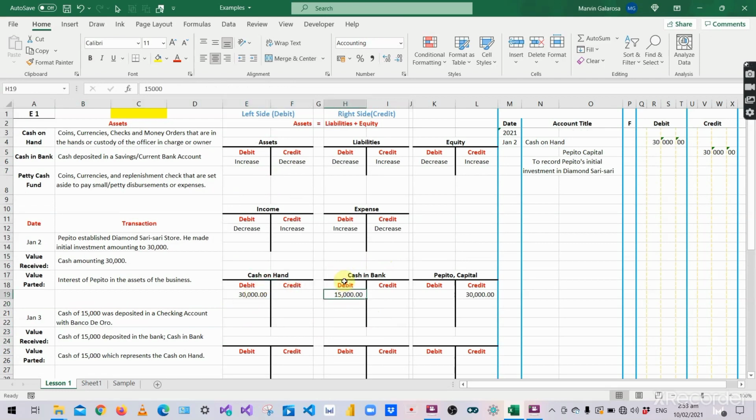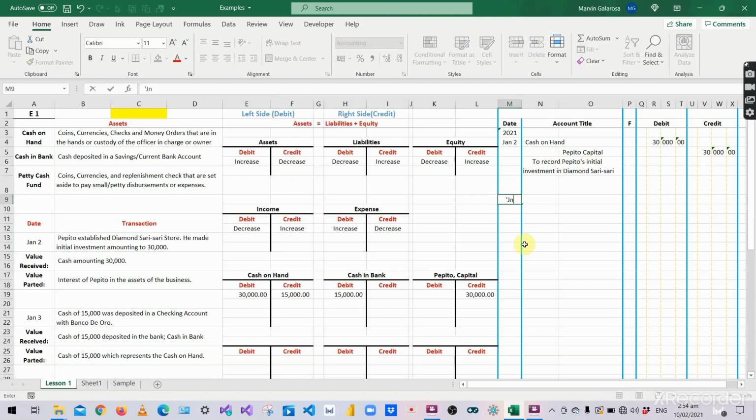Kapalit nitong 15,000 na cash in bank, nabawasan naman yung ating cash on hand amounting to 15,000. Since cash on hand is an asset and ang decrease or bawas sa asset is recorded on the credit side, so we put the 15,000 on the credit side of cash on hand. So, meron na tayong entry, debit and credit. Record na natin siya on the journal book.